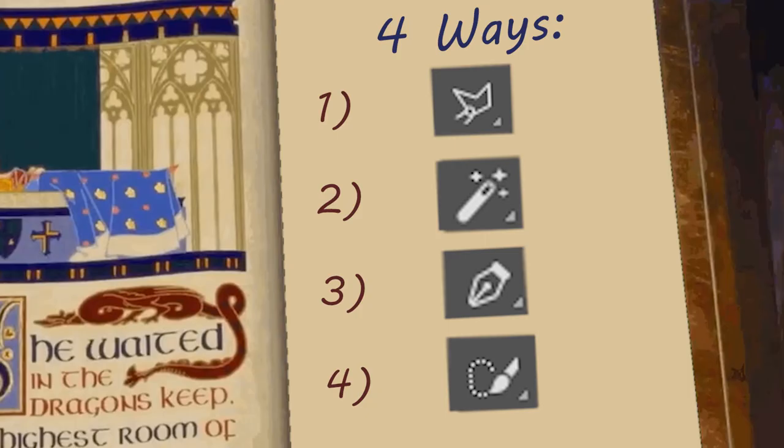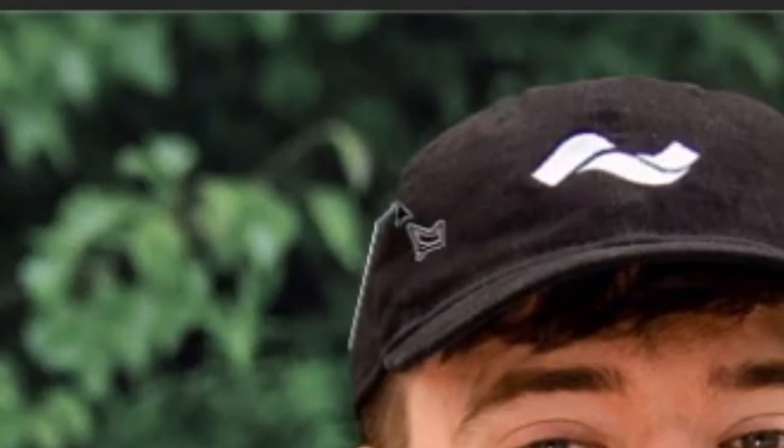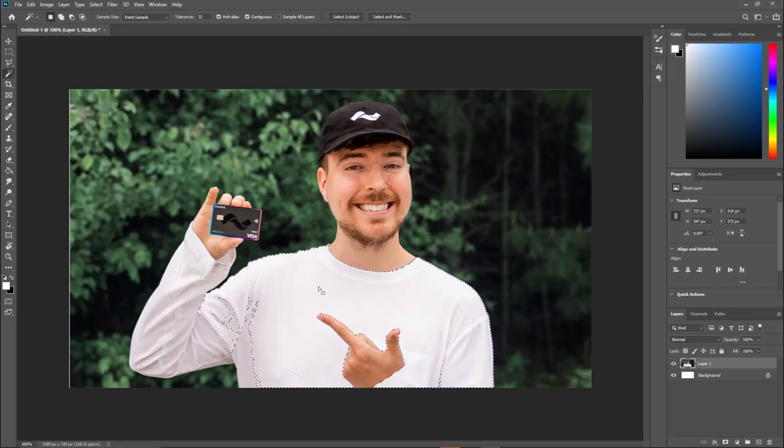Now it's time to cut him out. There are 4 ways to do this. One is the lasso tool. When selected, you have to make precise points by clicking around the subject, but that takes too long. Next is the magic wand tool. When selected, press on one flat color and it will select everything of that exact same hue. This is better for green screens and stuff like that, so we won't be needing this.